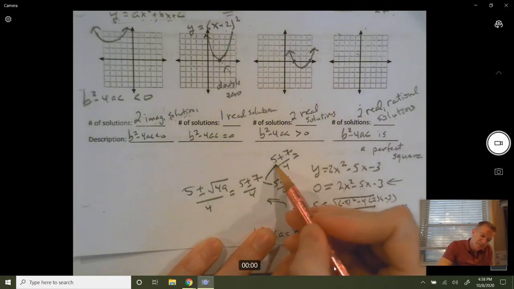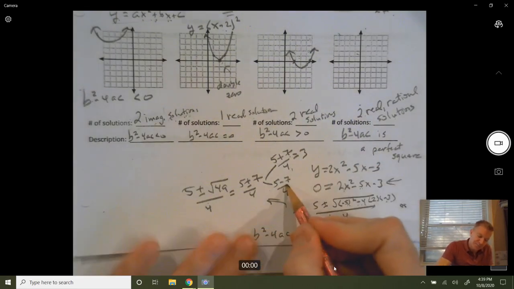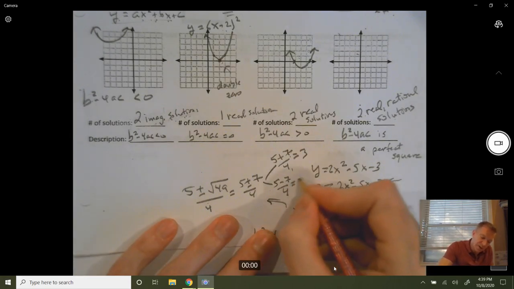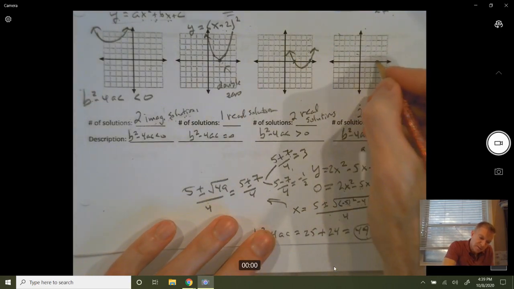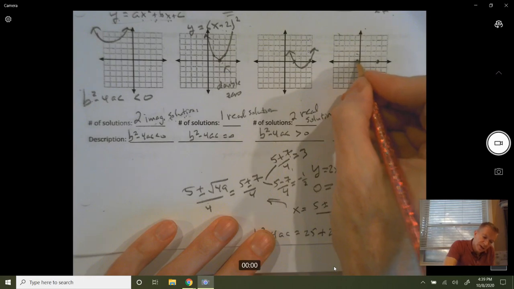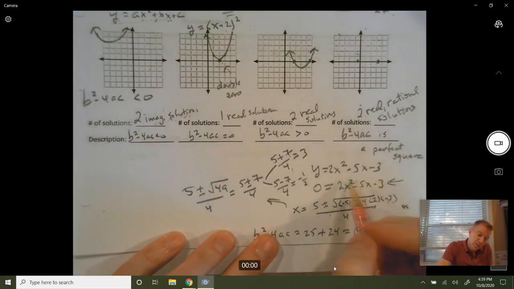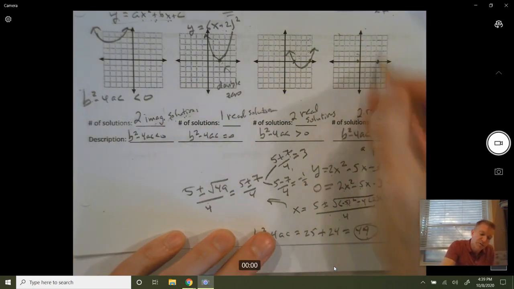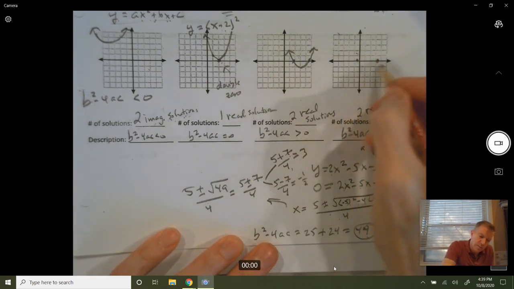So 5 plus 7 is 12 over 4, so 3. 5 minus 7 is negative 2 over 4, so we get negative 1/2. Okay, so we've got a 0 here at 3. And we've got a 0 here at negative 1/2. Okay, our a value is 2. We know that this opens up. That means somewhere over here, we could figure out the vertex if we wanted to, but we know that this would open up. Let's see.